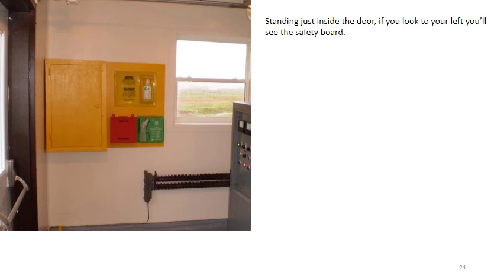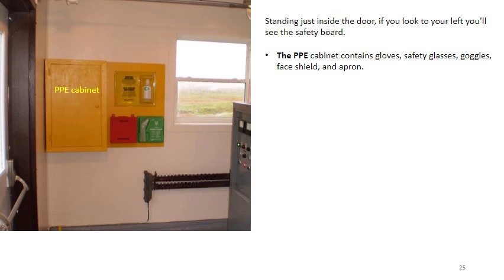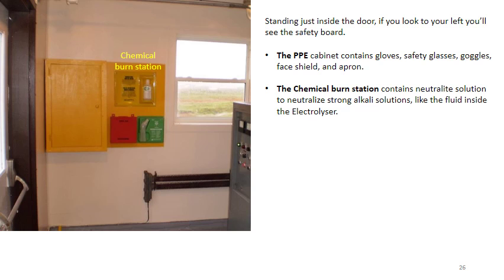Standing just inside the door, if you look to your left, you'll see the safety board. The PPE cabinet contains gloves, safety glasses, goggles, face shield, and aprons. The chemical burn station contains neutralite solution to neutralize strong alkalis, like the fluid inside the electrolyzer. The first aid kit and the eye wash station contains a water bottle.